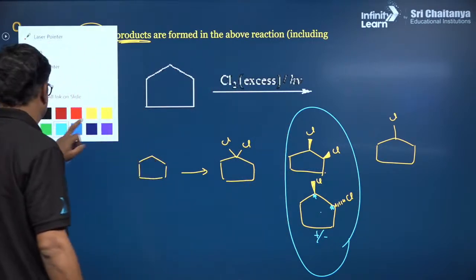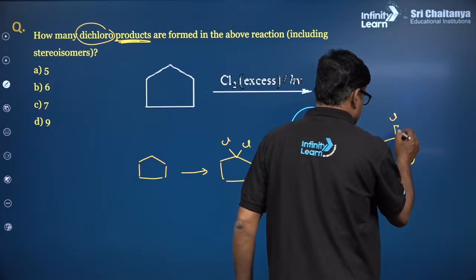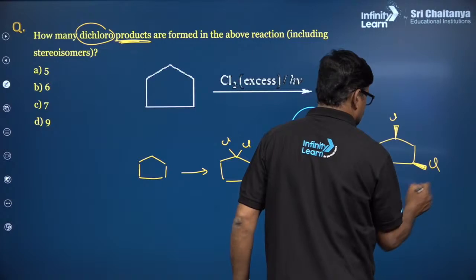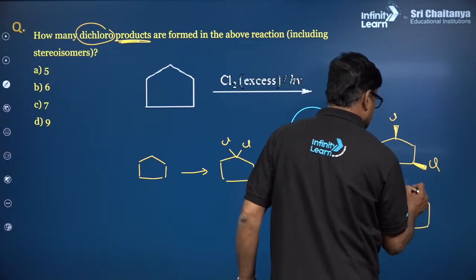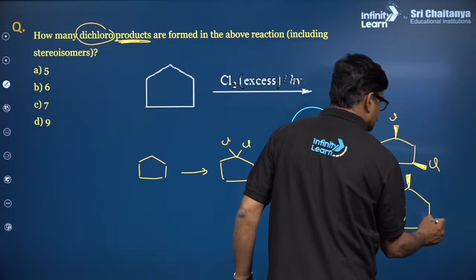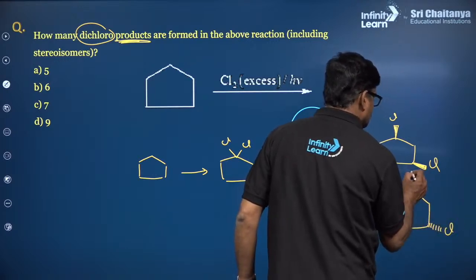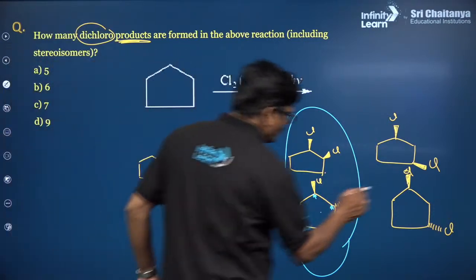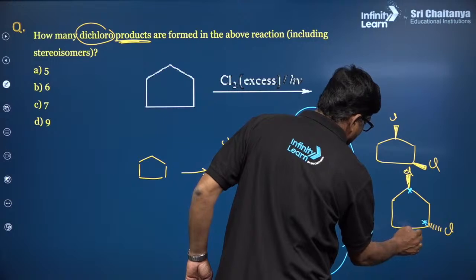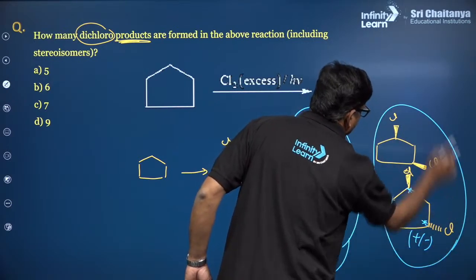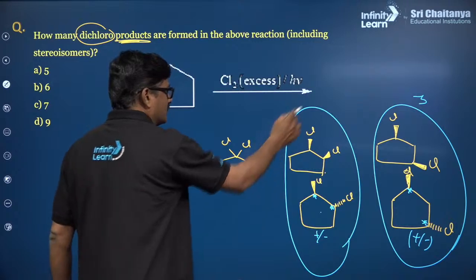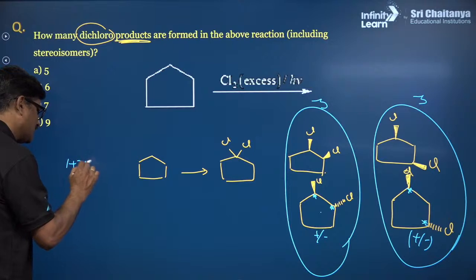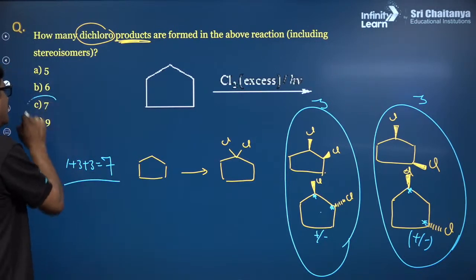Now let us talk about this. Now it is also having a chiral center. Whenever it is having a chiral center, it is having a plus and minus. So the total I am going to get is 3. So he got a 3 and here 3 and it is 1. So 1 plus 3 plus 3 gets to be 7. So my answer is going to be 7.